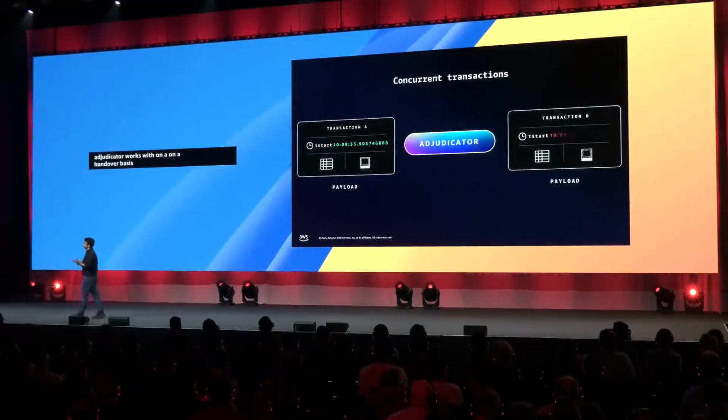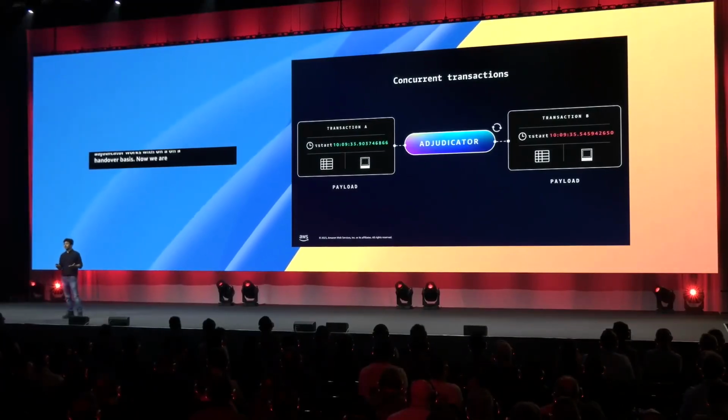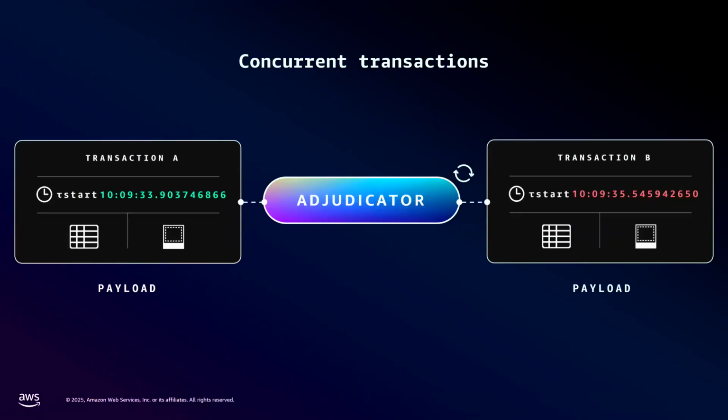Now, we are talking about a distributed system, so there could be scenarios when there are conflicts. How is DSQL, or how is the adjudicator, going to handle those conflicts? Let's take an example of two transactions, transaction A and transaction B. In this example, both these transactions are starting almost at the same time. But transaction A is going to commit just a tad bit sooner. And remember, we can trust that these timestamps are highly synchronized between all the distributed components because of Amazon Time Sync.